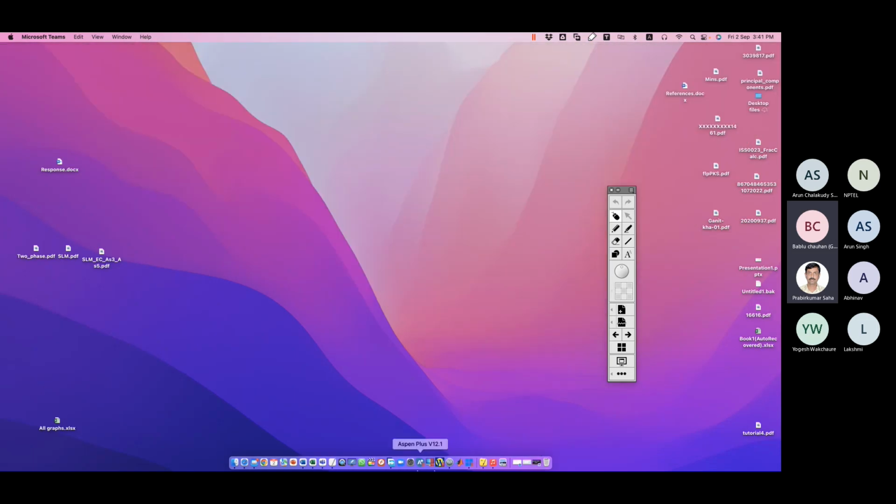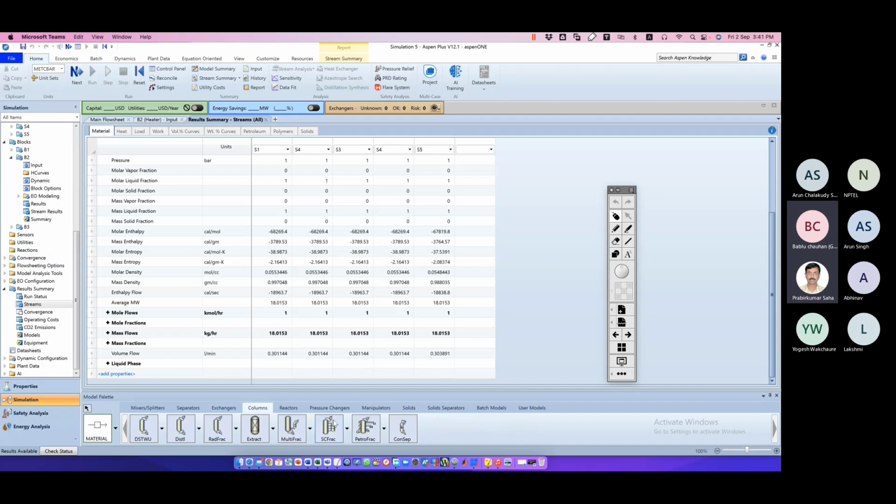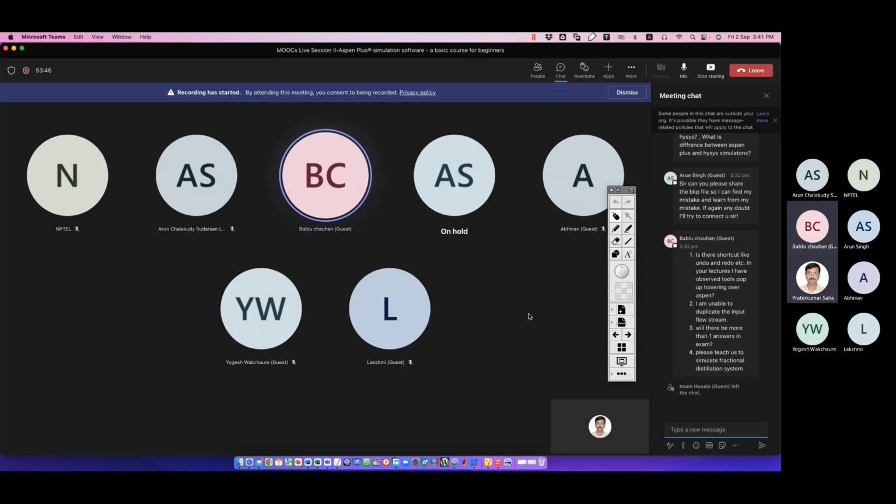And also, I want to know about the fractional distillation system simulation. Fractional distillation comes in the advanced case. So you want to learn this one, right? Yes, this comes under the advanced case. I will definitely take some course on that, but these are all advanced. So you have to wait for my next course, which will run next July. That will be Aspen Advanced.